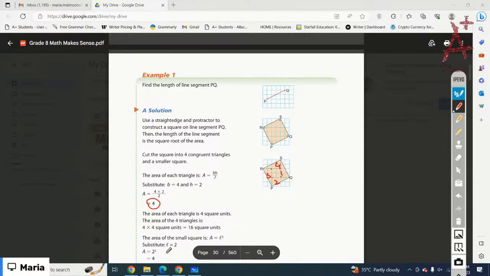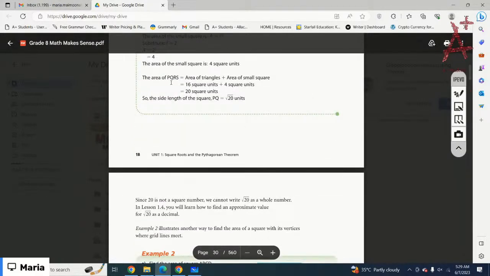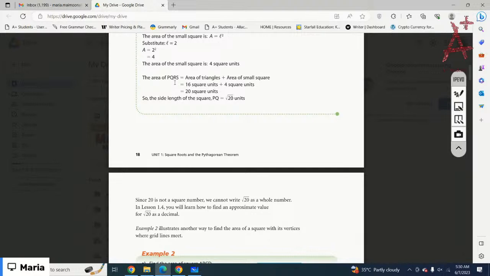The area of the small square is 2 times 2, that would be 4. Basically, to find the area of PQRS you have to add the area of the triangles and the area of the square. The area of the triangles is 16 and the area of the small square is 4. That means it would be 20 square units. So the side length of the square is square root 20 units. Got it?